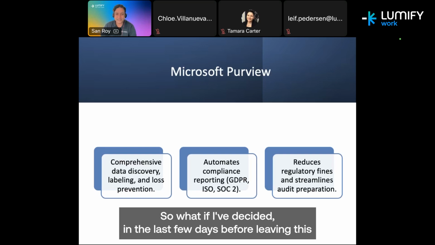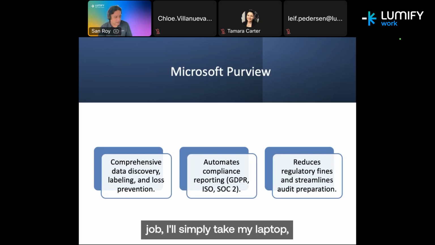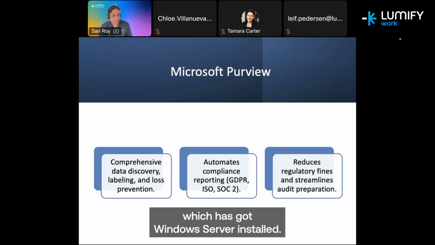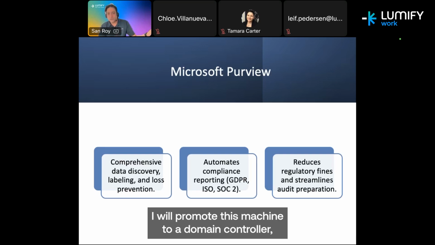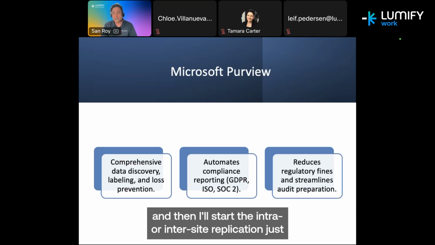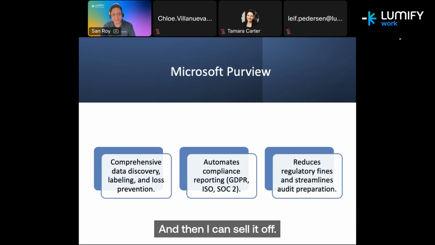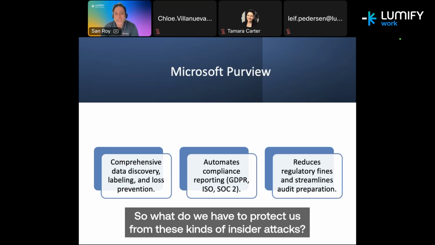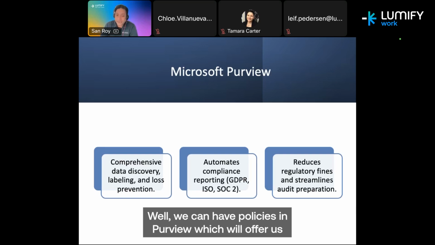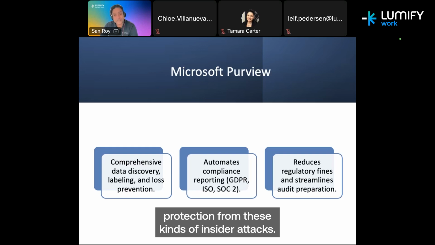So what if, in the last few days before leaving this job, I simply take my laptop, which has Windows Server installed, promote this machine to a domain controller, and then start an intra-site or inter-site replication just to create a replica of my ntds.dit database, which is the Active Directory database, and then I can sell it off. Okay. So what do we have to protect us from these kinds of insider attacks? Well, we can have policies in Purview which will offer us protection from these kinds of insider attacks.